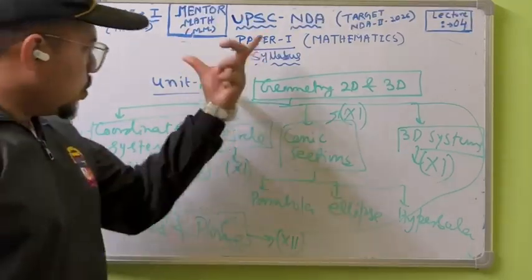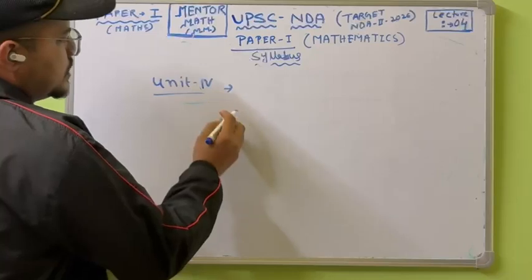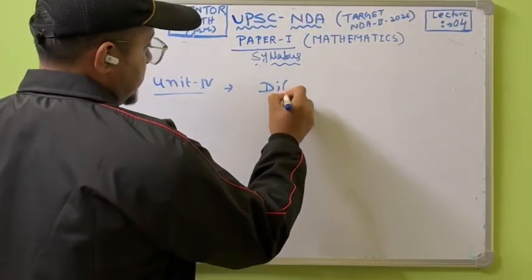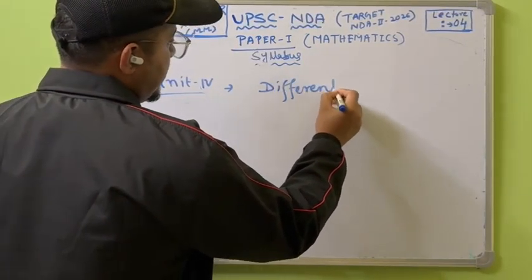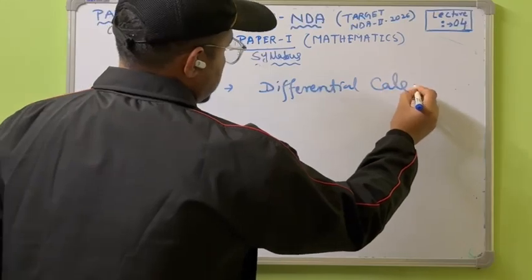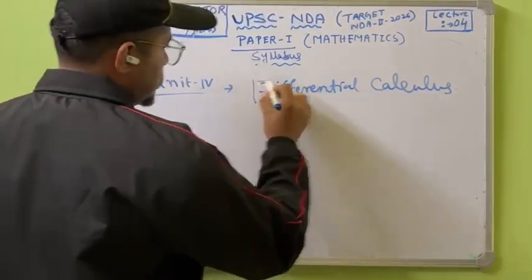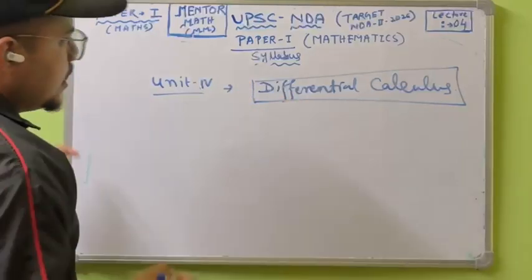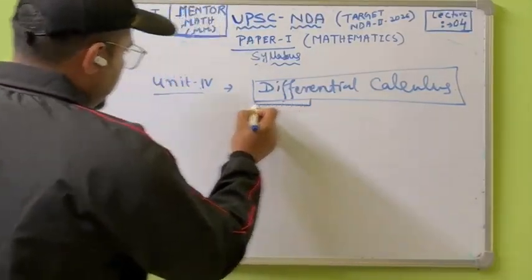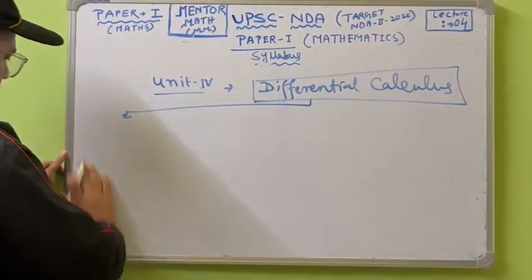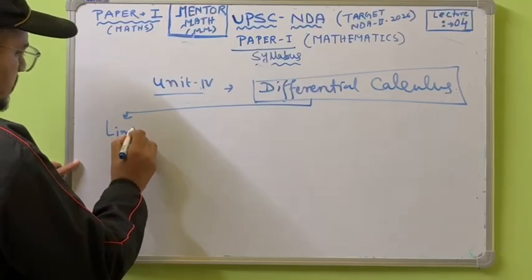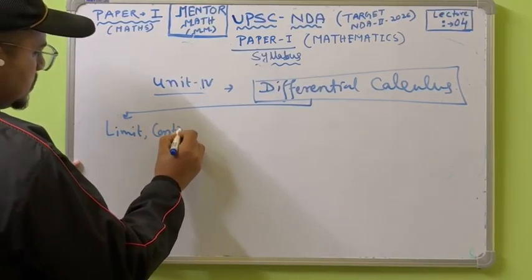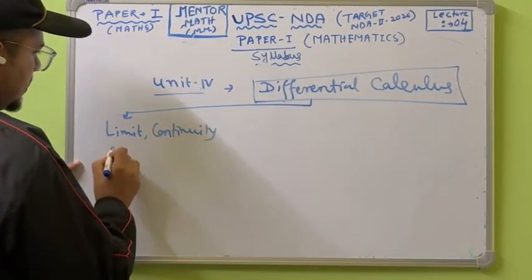Okay, so note please. Comes to your unit number 4, that is your differential calculus. Very important, differential calculus. Mostly you will study in your class 12. Those who finished class 12, they already studied. Okay, so now from differential calculus you can see that is limit, continuity, and differentiation.